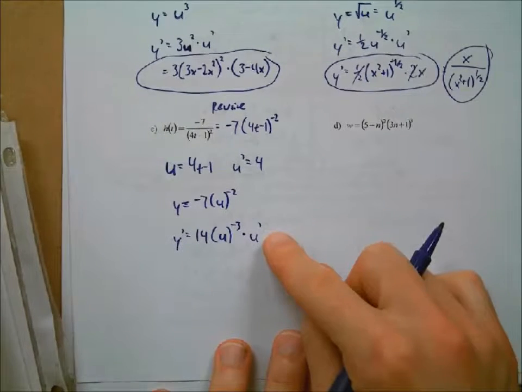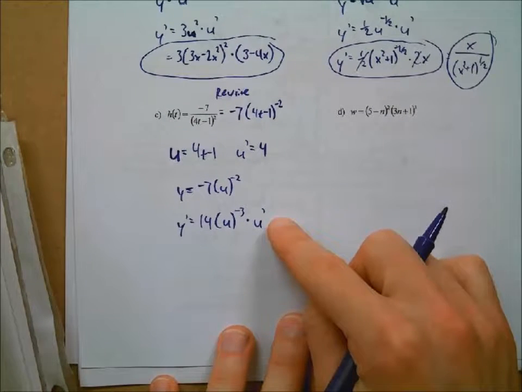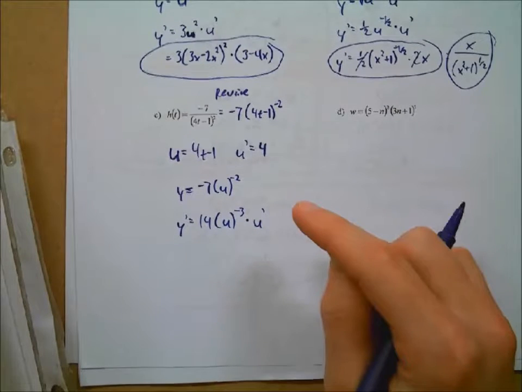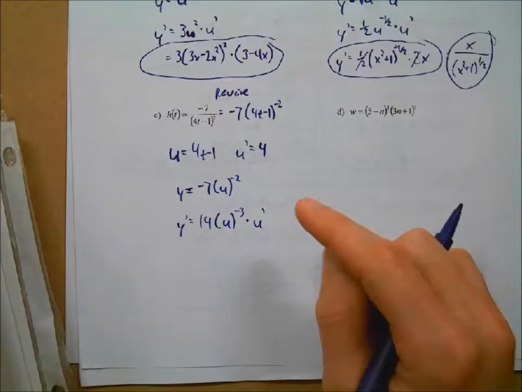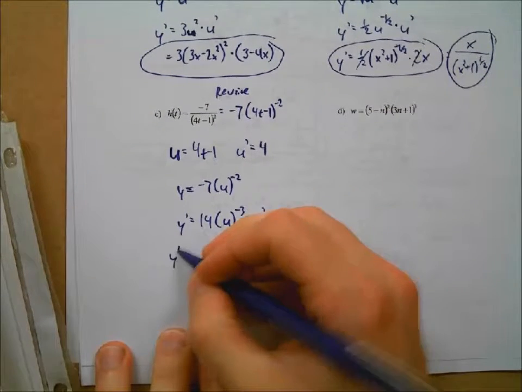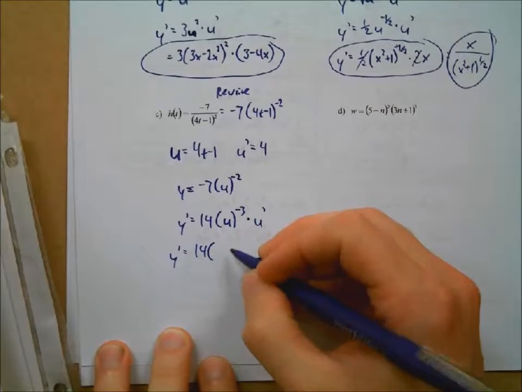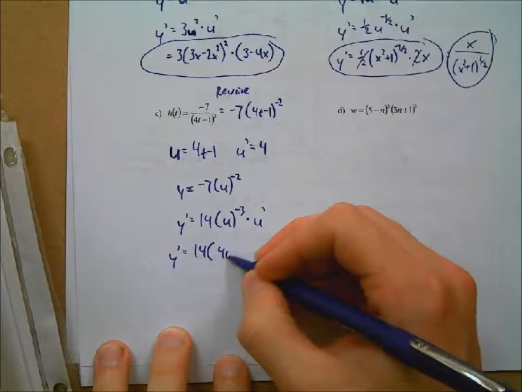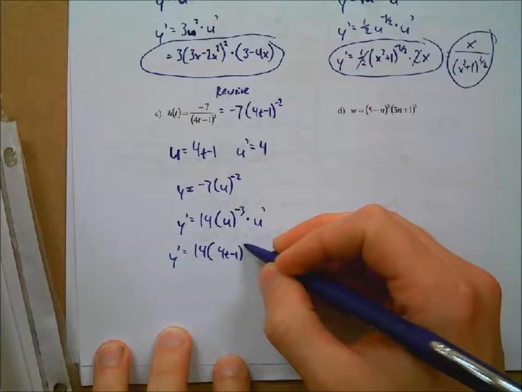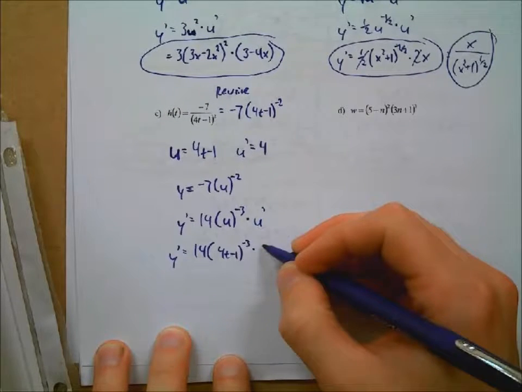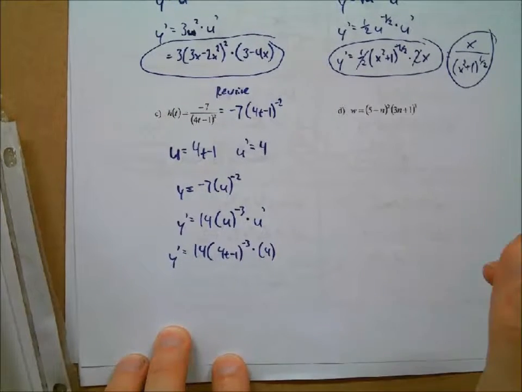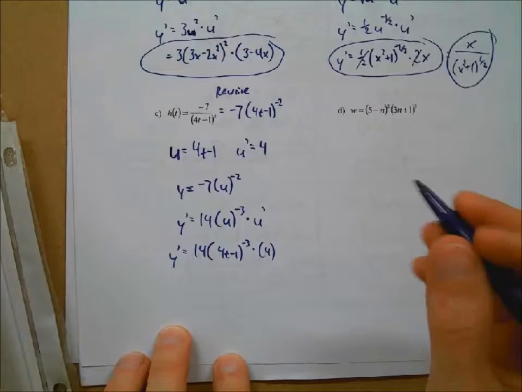Okay? There's the chain rule part. We need to multiply by the derivative of what was inside. And now we'll just resubstitute everything. So it's going to be 14 times 4t minus 1 to the -3 times u prime, which is just a 4. Okay, and there's our derivative.